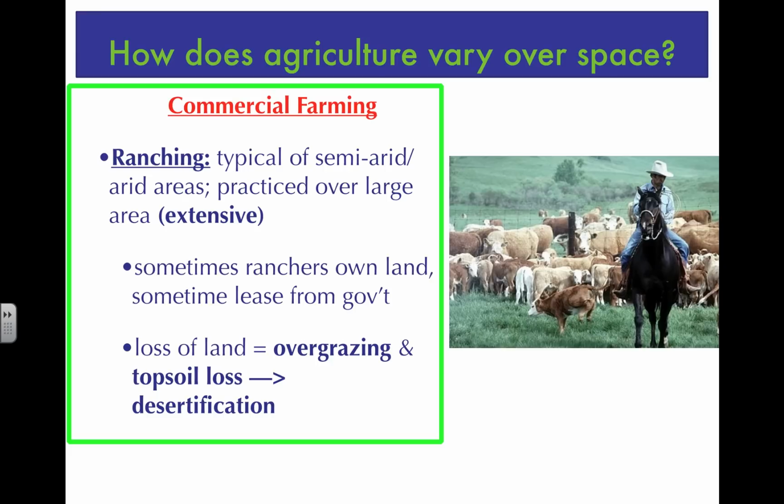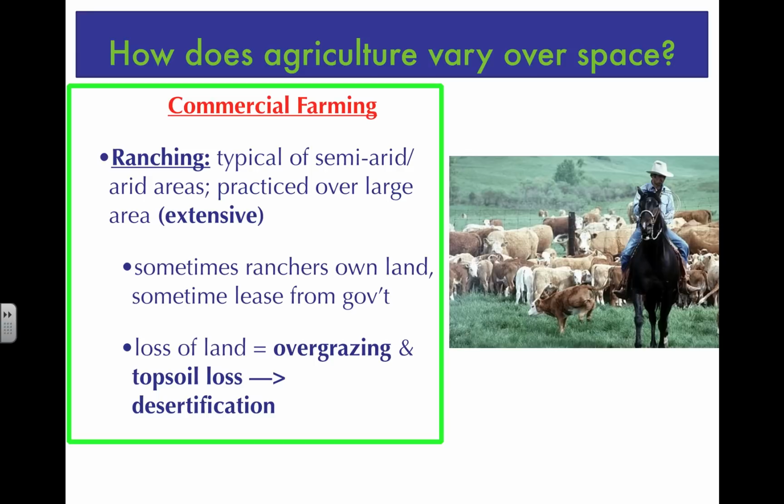Another type of commercial farming, this is sort of the corollary to pastoral nomadism in LDCs. For MDCs, in our commercial farming regions, we find ranching. Ranching is typical of semi-arid and arid climates, which makes perfect sense because we've already talked about this, that their land is dry, so we maximize its use with ranching rather than trying to unsuccessfully produce agriculture on a large scale. Ranching is practiced over a very large area, and needs a lot of land to be successful because the animals themselves need to graze.